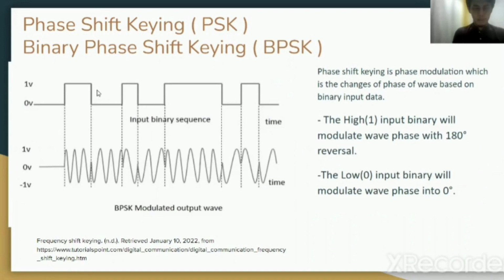180-degree reversal. An easy way for you to determine: whenever the input is high, you can see that the signal amplitude is a positive value, and whenever the input is low, it will be modulated to a phase of 0 degree, and you can see that the signal amplitude is a negative value. That makes it much easier to determine how the modulation of phase works on the signal.